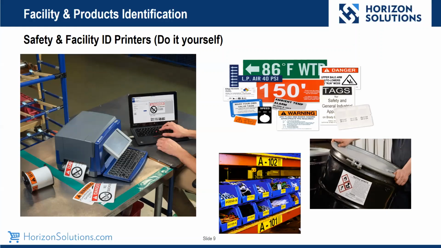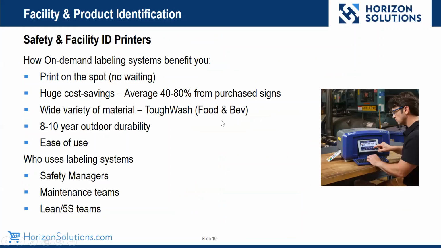Daniel Johnston is going to give a live demonstration of one of our more known printers here in just a couple of minutes. Again, how some of these systems can benefit you: I just talked about printing on the spot, no waiting. There's a huge cost savings associated with using one of our on-demand printers. You can average anywhere from 40 to 80% cost savings from purchased or custom signs.